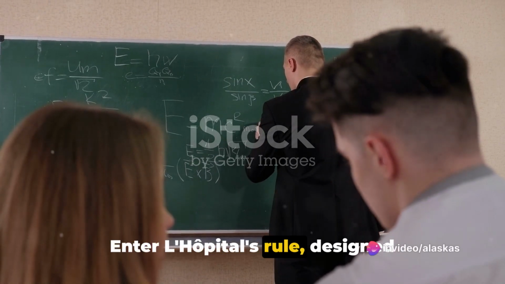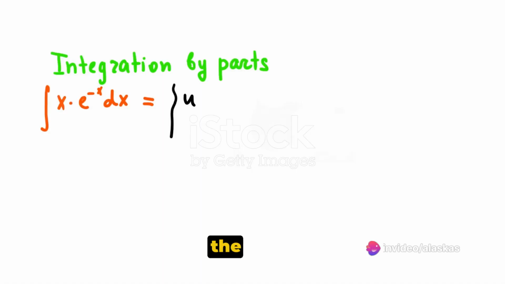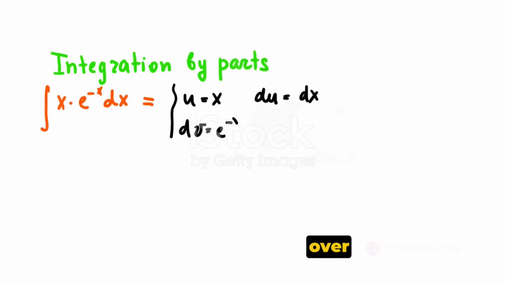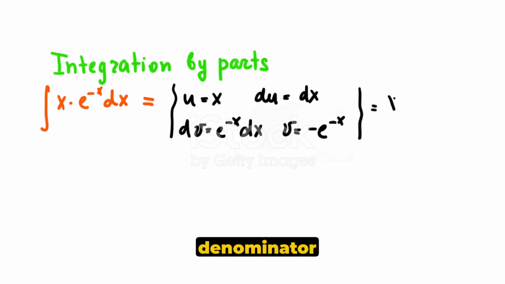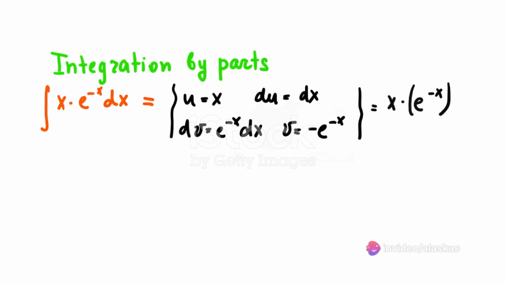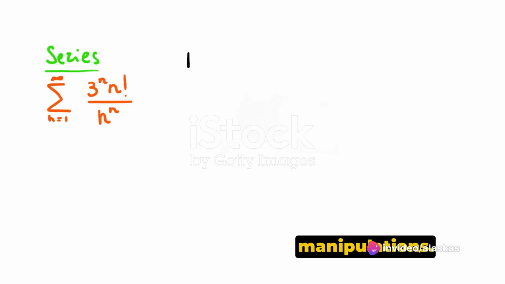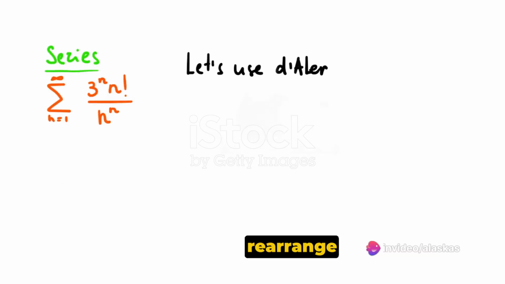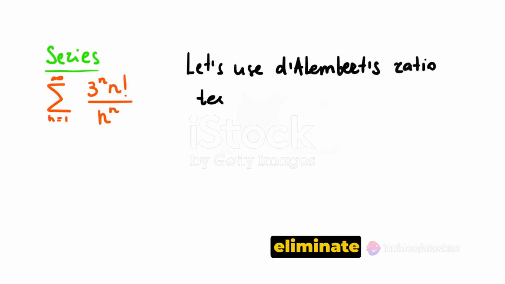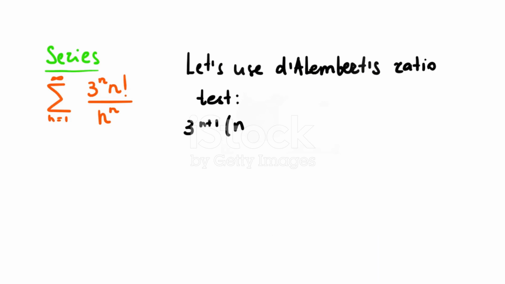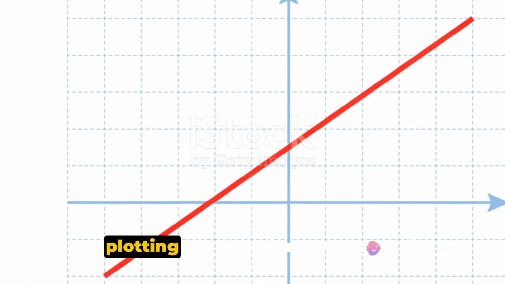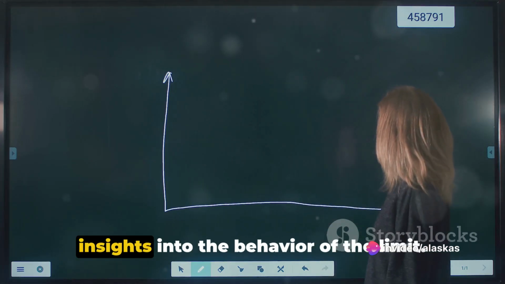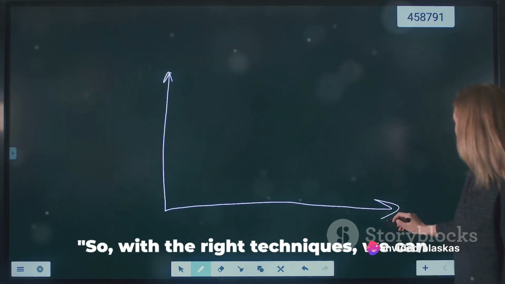Enter L'Hopital's rule, designed specifically for the indeterminate forms 0 over 0 or infinity over infinity. This rule involves differentiating the numerator and denominator until the form becomes determinate. Then we have algebraic manipulations. Sometimes we can rearrange or simplify the expression to eliminate the indeterminate form. Lastly, we have graphical analysis. By plotting the functions, we can gain insights into the behavior of the limit.